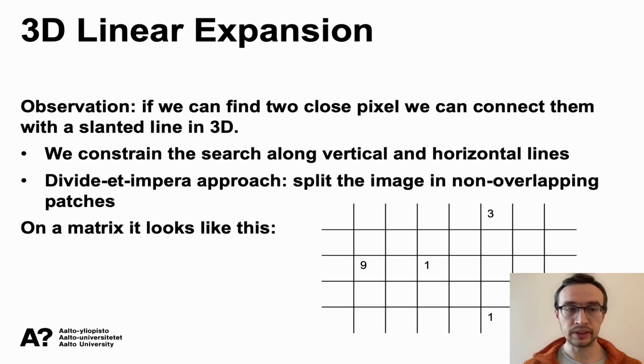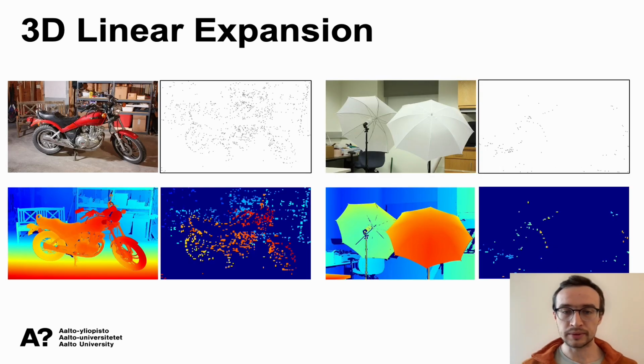One way to do it is to expand them linearly. So we will divide the image in patches, and if there are points in the same vertical or horizontal line, we will connect them with a slanted line. And what we would obtain as a qualitative example is something like this.